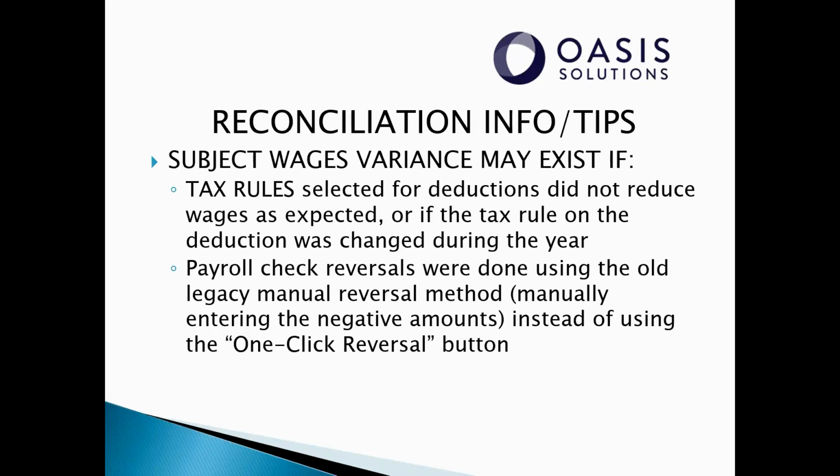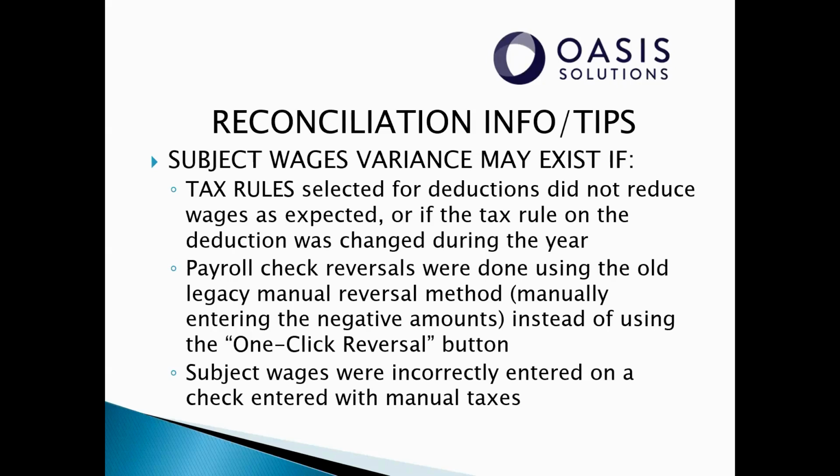You do need to be using the one-click reversal button in the new payroll so that you can avoid that. So if you've had any payroll check reversals this year where you have manually done it the old way, where you manually put in all those negatives in every jot and tittle, you likely have a variance. So you'll want to check that and make sure that you don't have that.